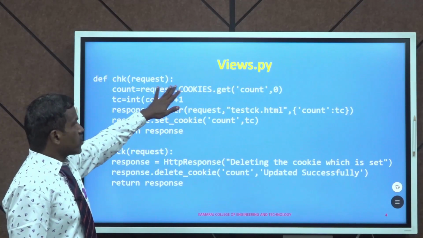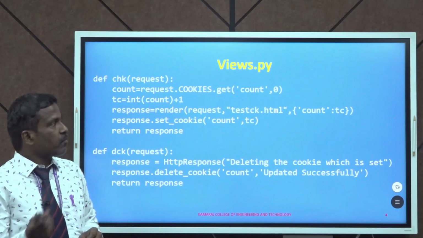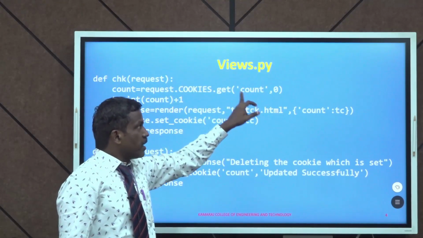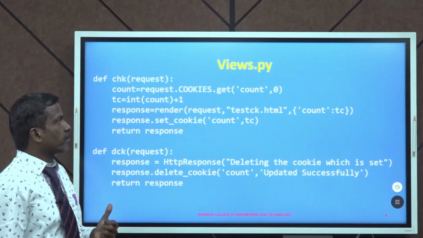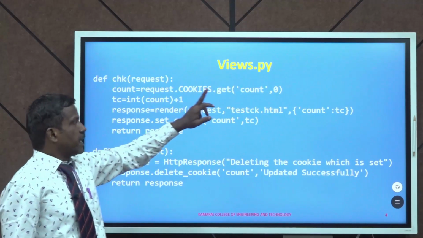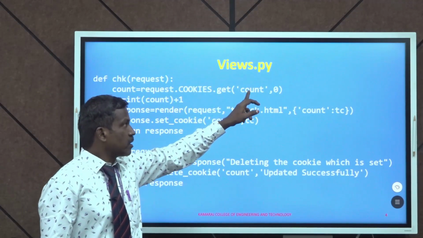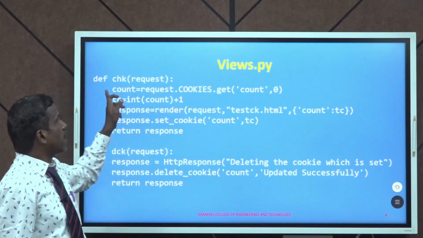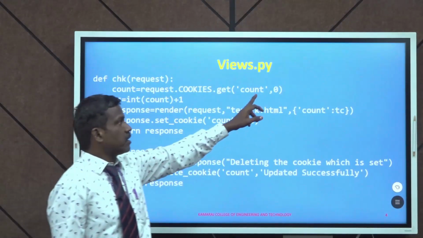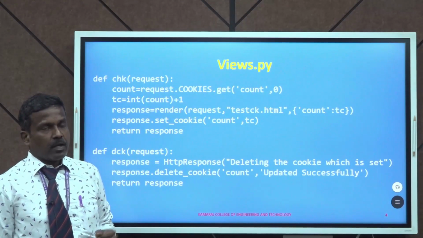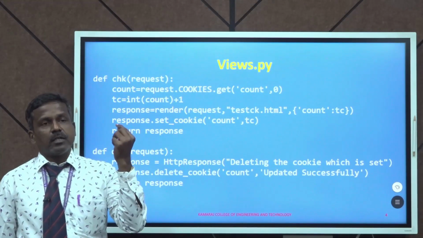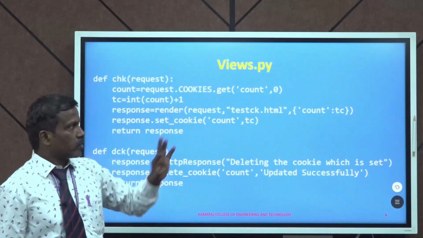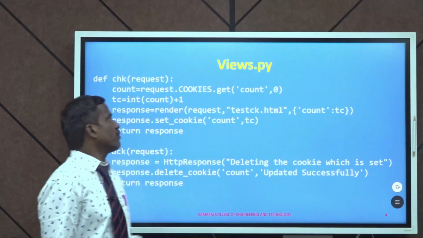Request.COOKIES.get is a method to retrieve the content from the cookies. With the get method, we are retrieving the counter value. Here the example says that if the counter value exists in the cookie, it will return the actual value, or else it will return the default value 0. So whenever a particular website is opened for the first time, the visitor count will be 0. So it will be created using the default value.